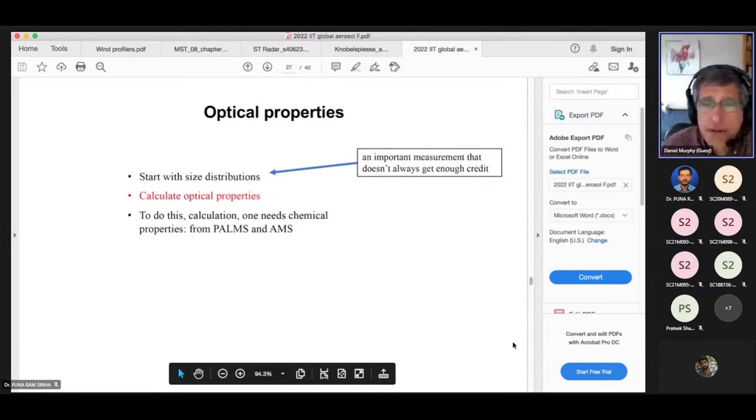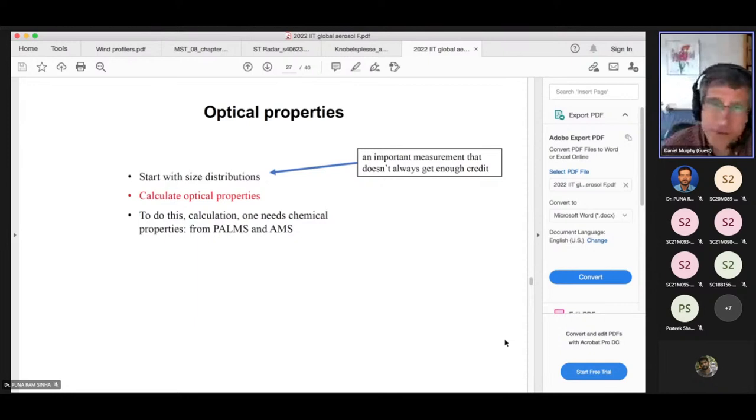From those size distributions, you can calculate the optical properties. You can say we have this many particles that are 500 nanometers in diameter. We do the Mie scattering calculations. That tells us the optical properties. But to really do it, you need chemical information. And this can come from the single particle mass spec or from the aerosol mass spectrometer on the airplane.